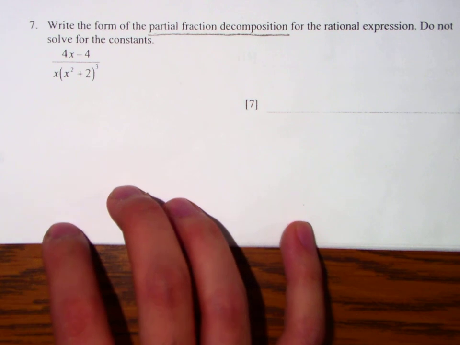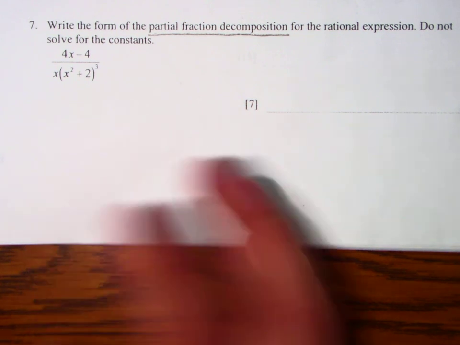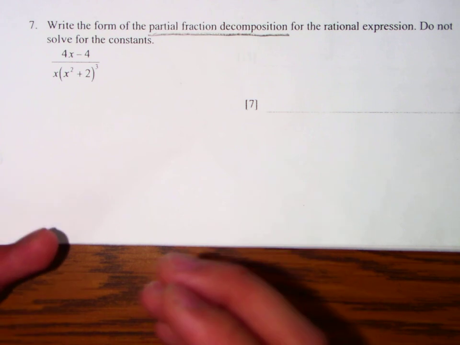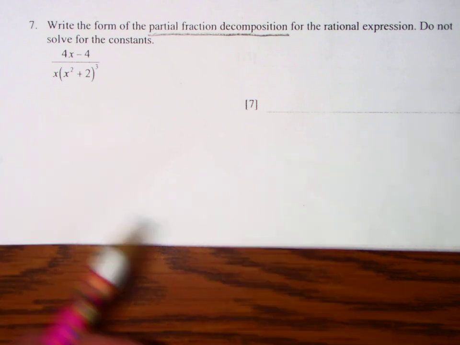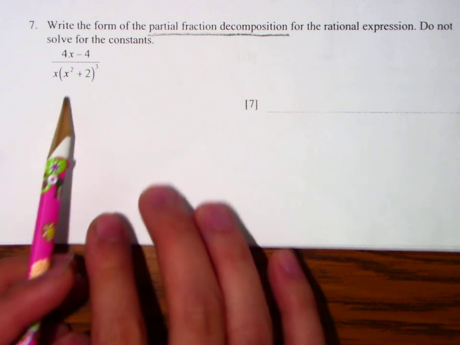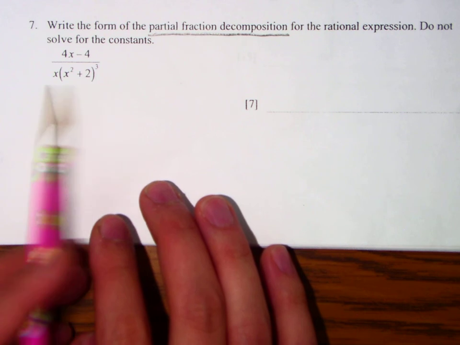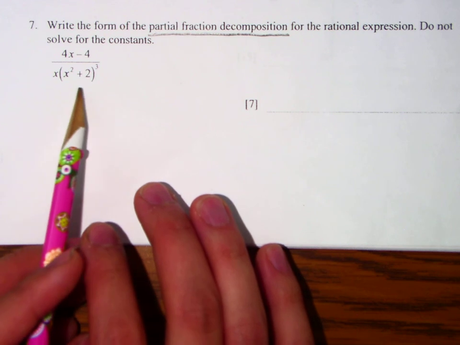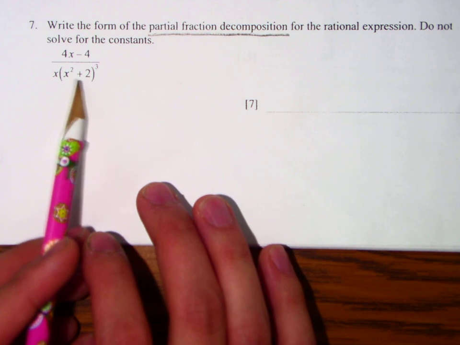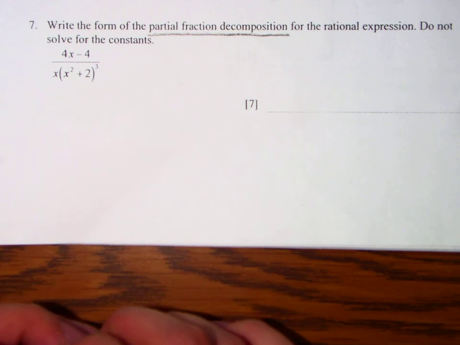When we say decomposition, that means we're going to have something like A over x plus B over x plus 1 plus something like that. That's what it's going to look like. So again, what we're looking for right now is to see whether the denominator has been factored, which it has been here. That is fully factored: x times (x squared plus 2) to the third power.